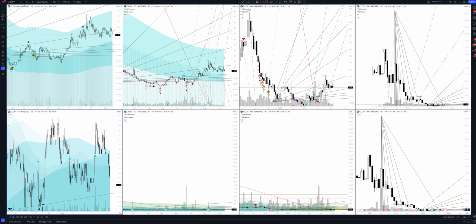Today we will take a look at Clover Health Investments, Corp. stock. Let's analyze the market situation and find out how you can make money on it. Let's start.